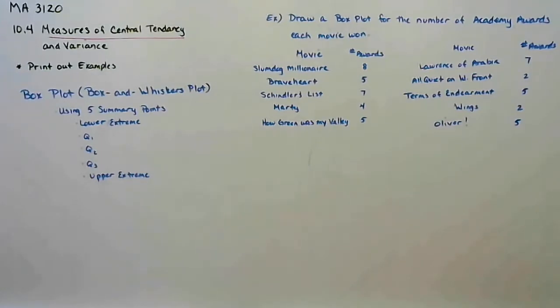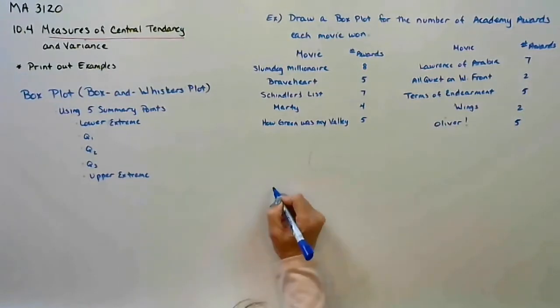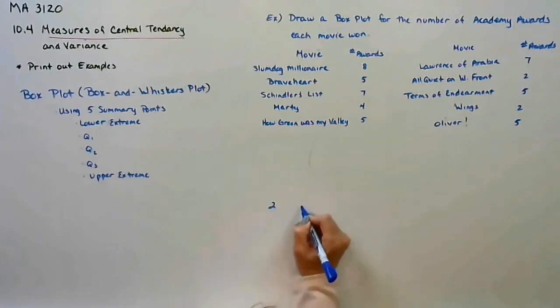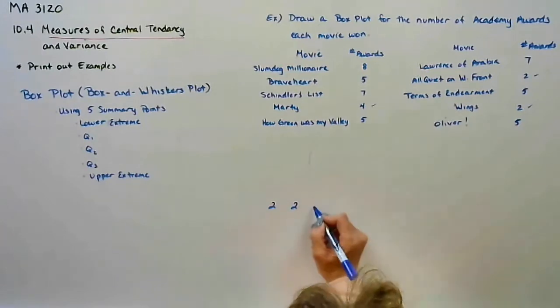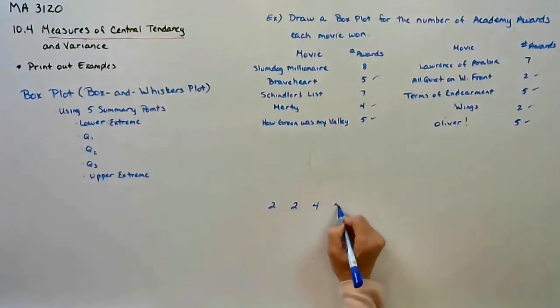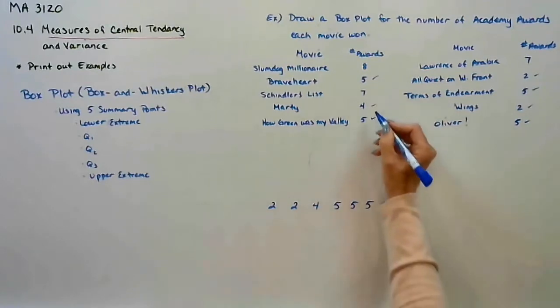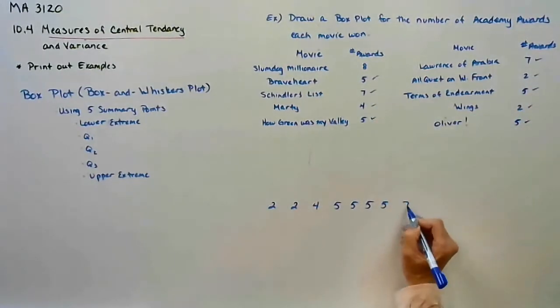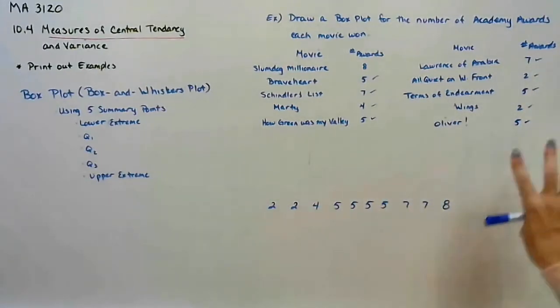Okay. So in ranked order, I have a 2, a 2. I have a 2, a 2. Got that one, a 4. 1, 2, 3, 4 5s, 2 7s, and an 8. Okay. Make sure I've got them all. 1, 2, 3, 4, 5, 6, 7, 8, 9, 10. Okay, so I should have all 10.